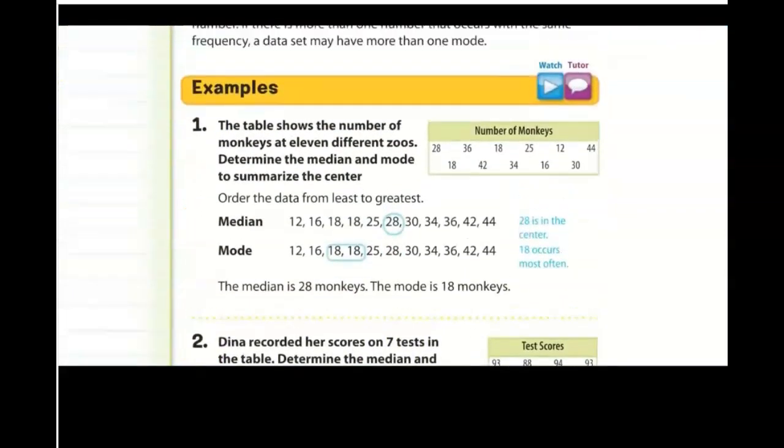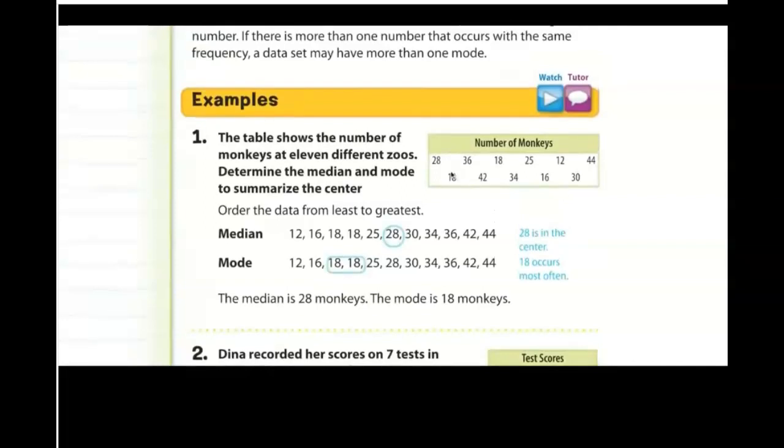In this first example, we're talking about monkeys at 11 different zoos. And you'll see over here there are quite a few monkeys. In fact, 1, 2, 3, 4, 5, 6, 7, 8, 9, 10, 11. So those are the 11 zoos. These are not in order least to greatest. So the first thing we're going to do is put them in order least to greatest. So the beginning number is 12 and the ending number is 44.